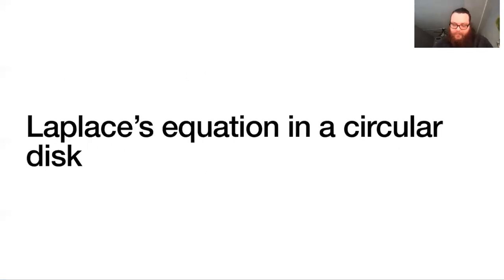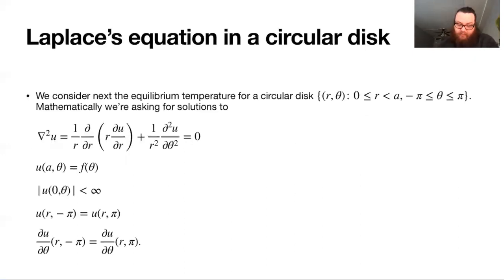What we'll do next is change the geometry. So now what we're going to look at is Laplace's equation, but now in a disk. In particular, since we're changing the geometry, maybe working in polar coordinates is going to be easier and more helpful. And so the form of Laplace's equation is going to look different. Let's see what that looks like.